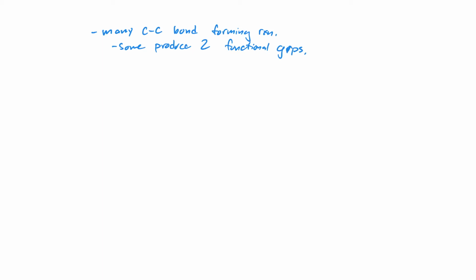Let's look at some synthesis strategies now using alpha carbon chemistry. As we've seen in this chapter, there are many C-C bond forming reactions that we've discussed. Some of them produce two functional groups. And if we observe the relationship between those two groups, we can get an idea of which of these C-C bond forming reactions we used. So let's look at first the aldol and Claisen.